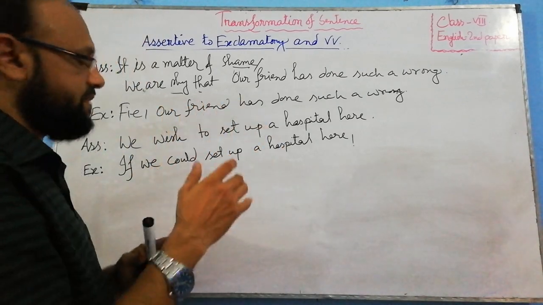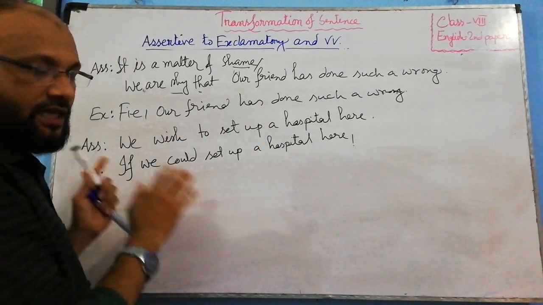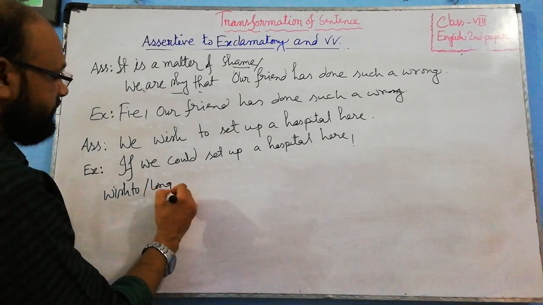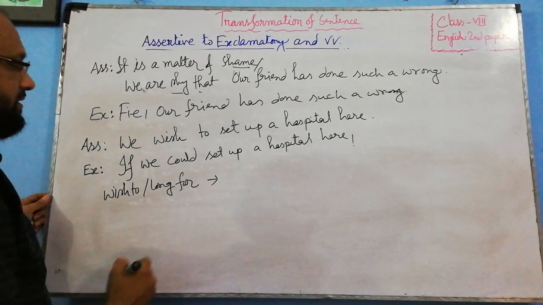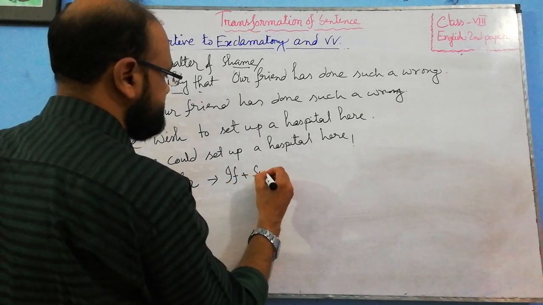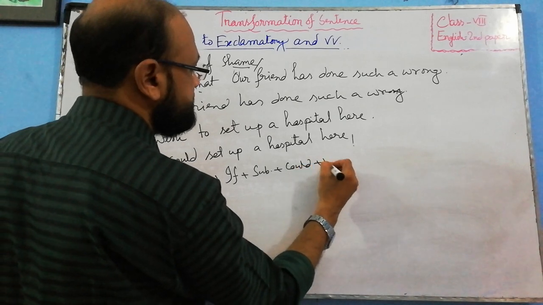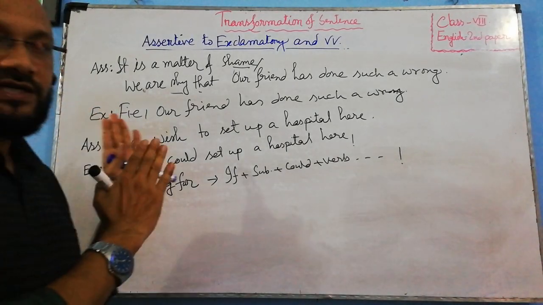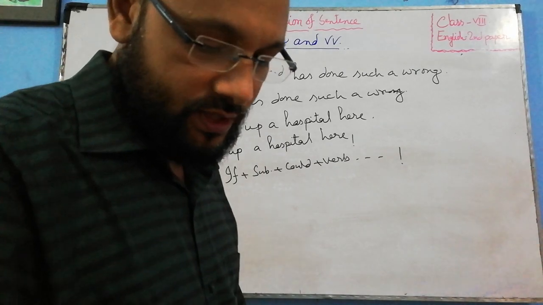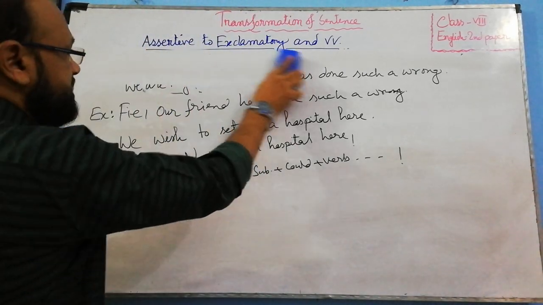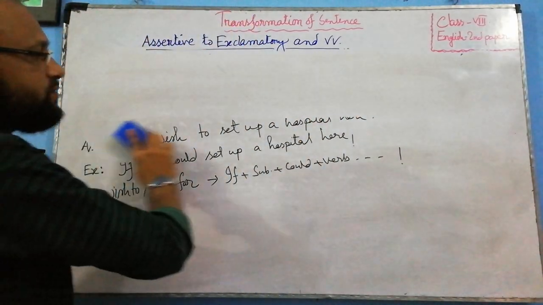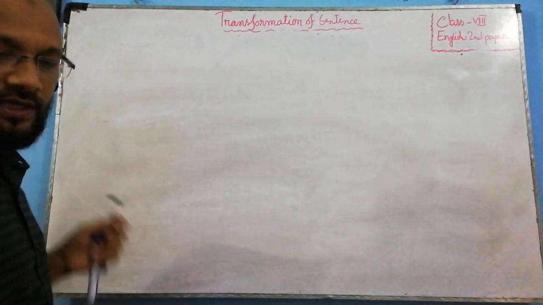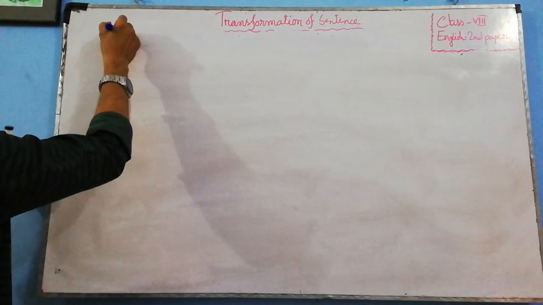And if there is wish to plus thought, we will also use if plus subject plus could. Wish to, it can be wish to, long for. And we will use if plus subject plus could plus verb and the remaining part of the sentence, then full stop. Okay, these are the sentences from assertive to exclamatory, and now we'll see how we can transform the exclamatory one to assertive.